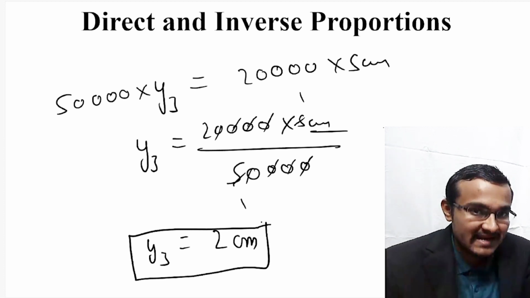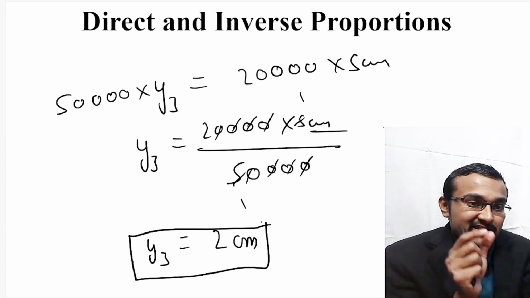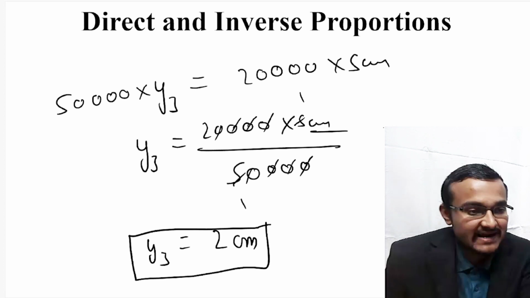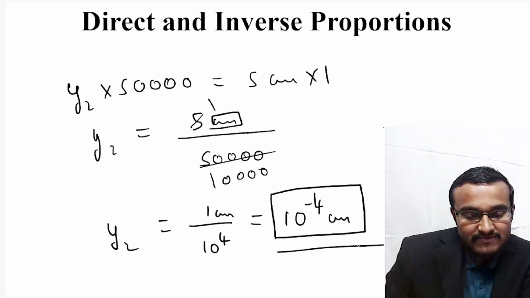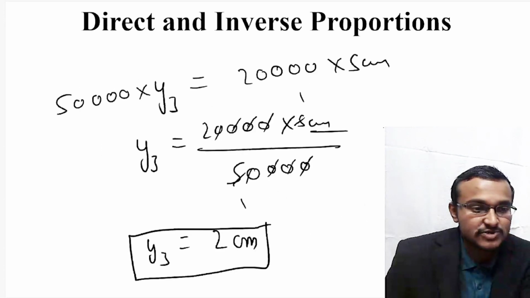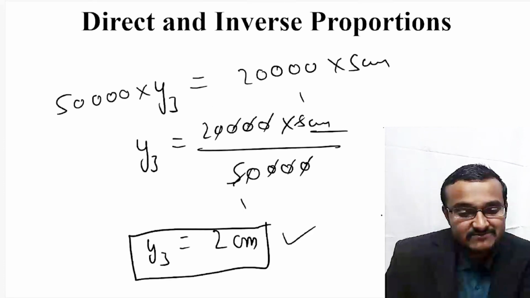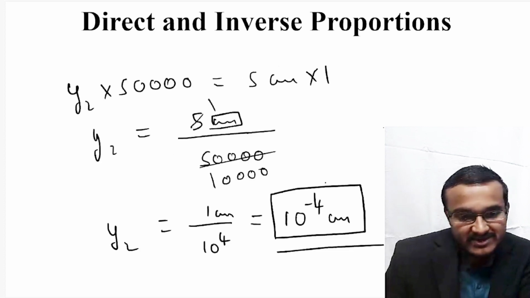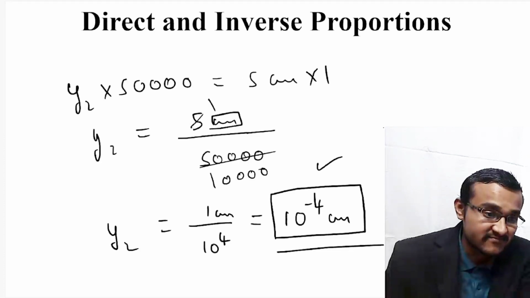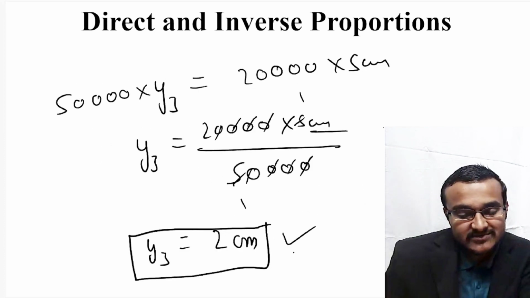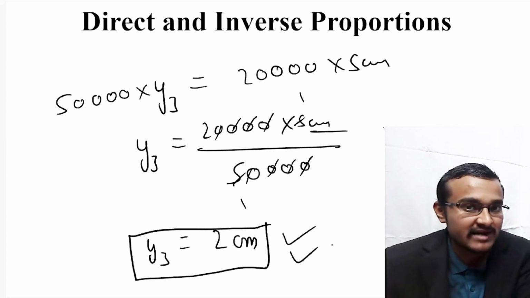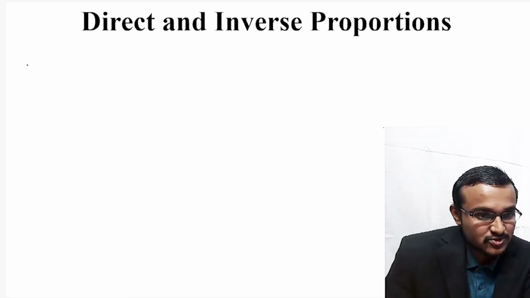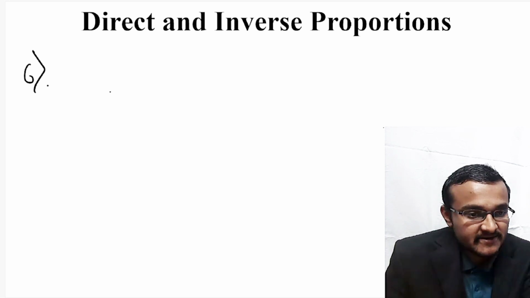When there is no enlargement at all, at that time you will get the actual length of bacteria that we have calculated to be 10 power minus 4 centimeter. So when it was 20,000 times enlarged, at that time the length of bacteria was 2 centimeter. So this 10 power minus 4 centimeter is the answer for the first part, and this 2 centimeter is the answer for the second part in this fifth question. So we are now discussing the sixth question.